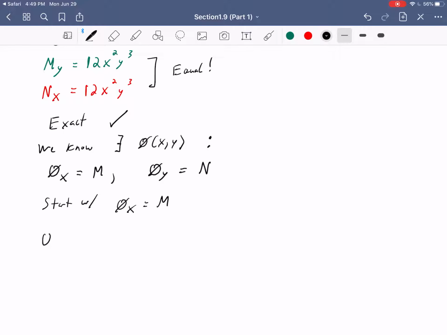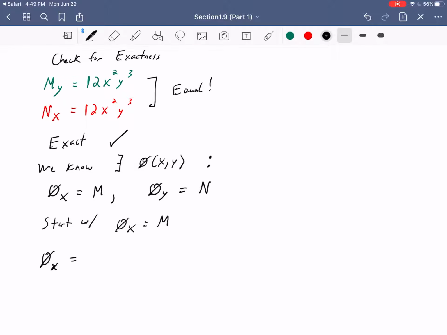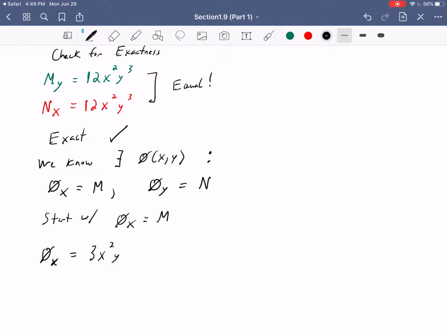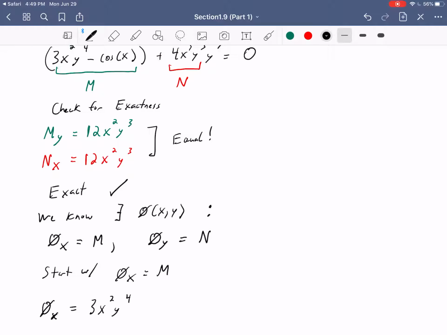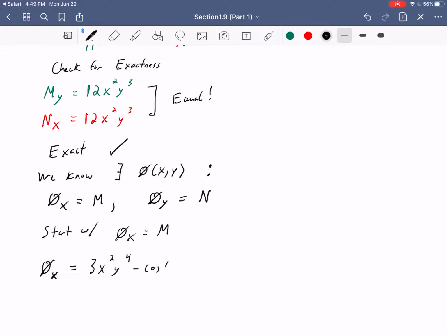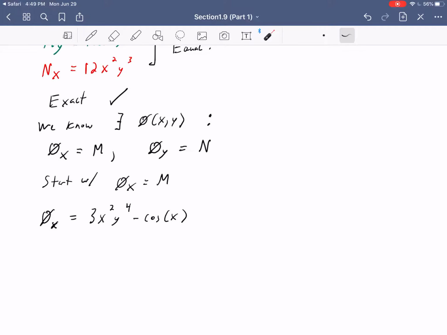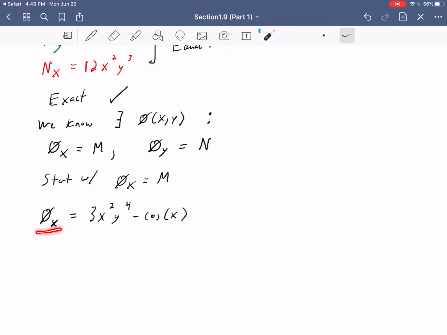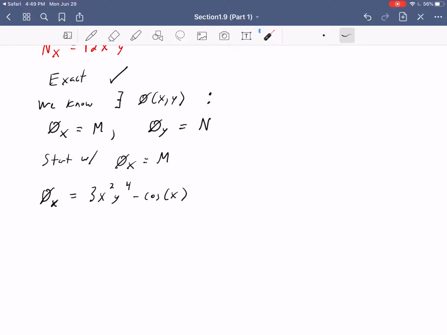So this tells us that phi sub x is supposed to be, well, our m was that 3x squared y to the fourth minus cosine x. So the partial with respect to x of our potential function is supposed to be equal to this. So how can we actually find our potential function? Well, we can integrate with respect to x. So we can say that phi is going to be the integral of 3x squared y to the fourth minus cosine x dx.